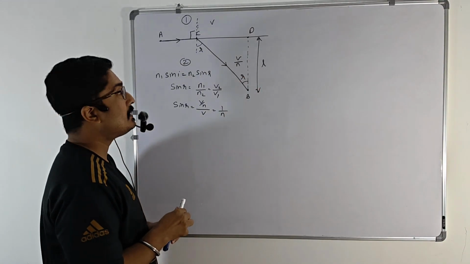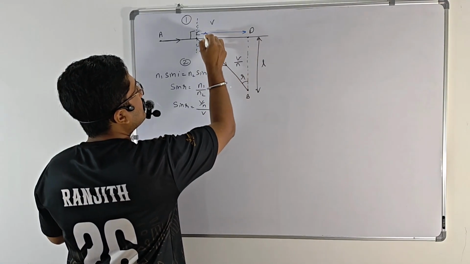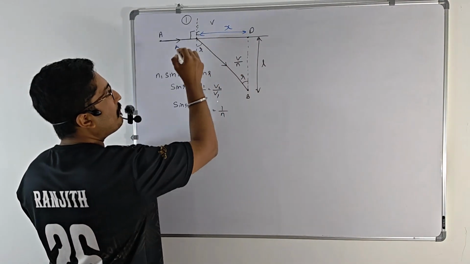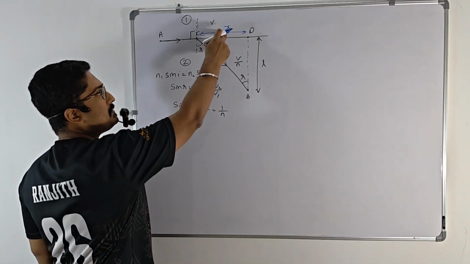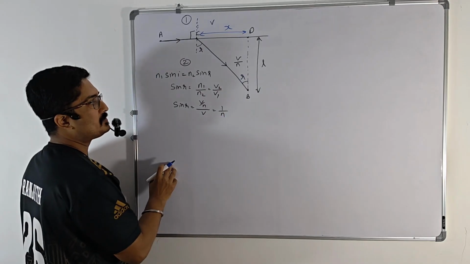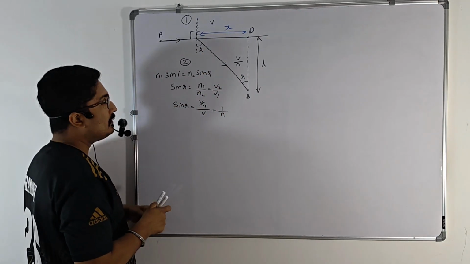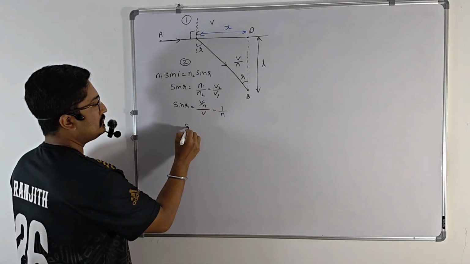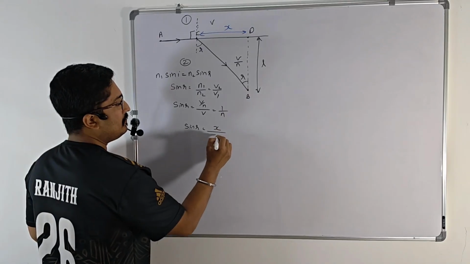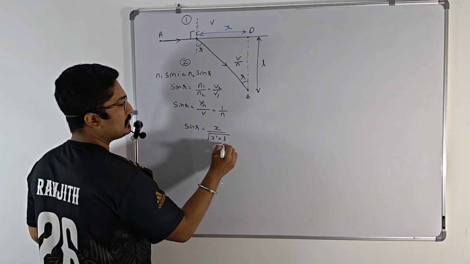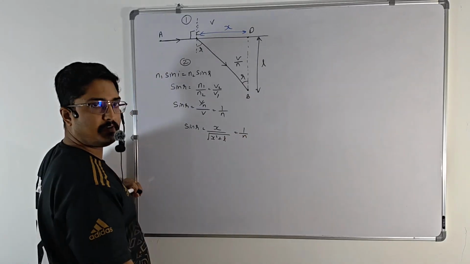Now, as per the question, they are interested in finding this distance. At what distance from D should the vehicle turn into the field? So I am interested in finding this. Can I use the same concept of sine R in this diagram? Sine R is nothing but x, the opposite side, by the square root of x square plus L square, and the same sine R is also equal to 1 by N. That's it. Now just find the N value.